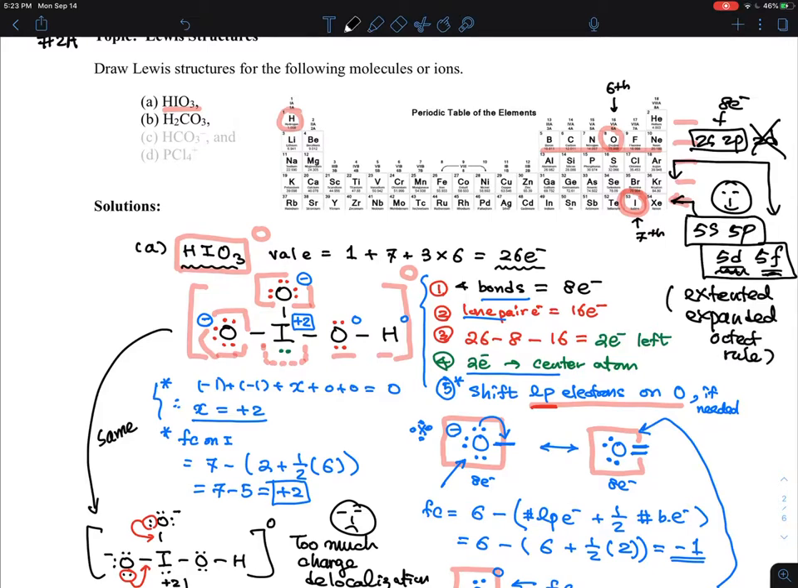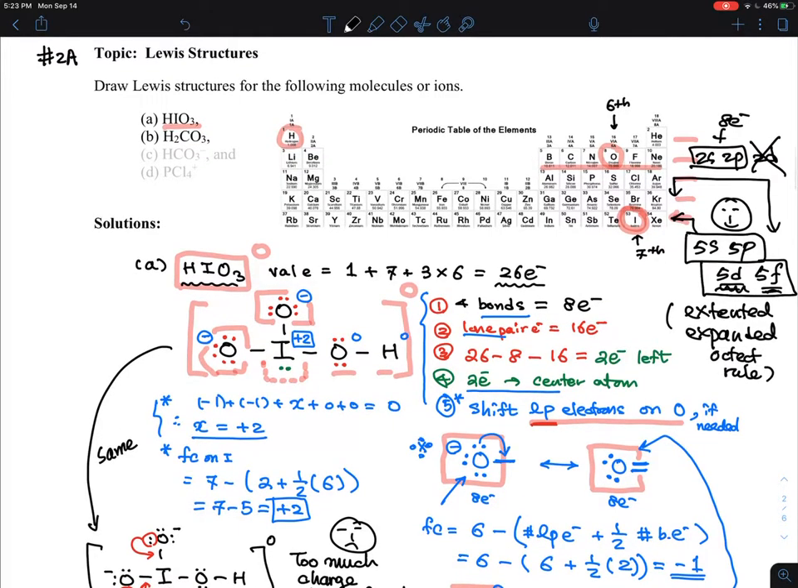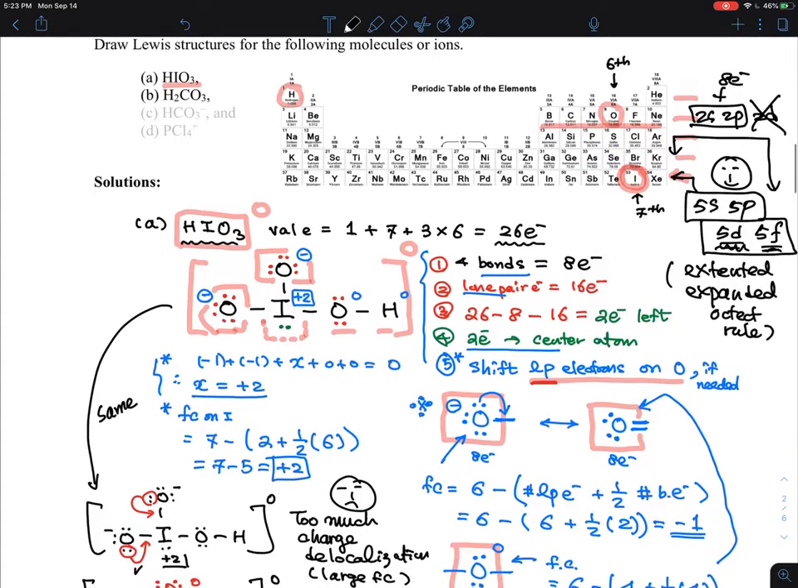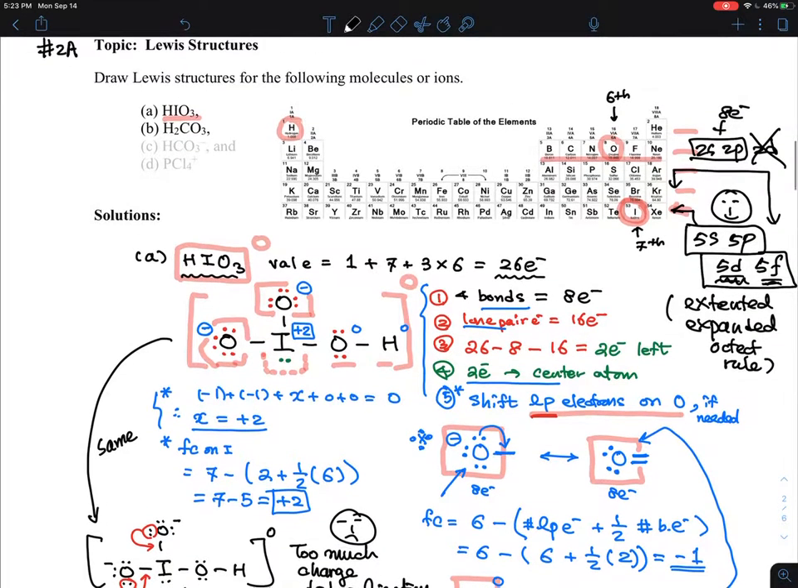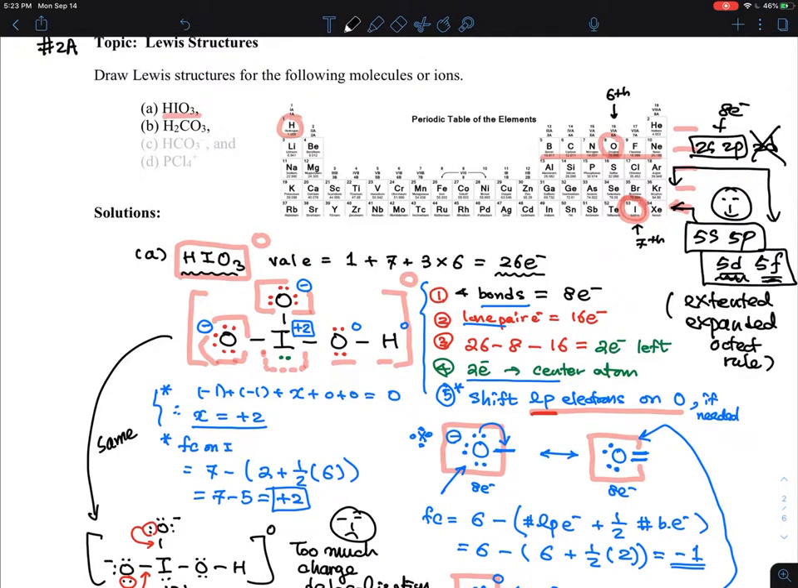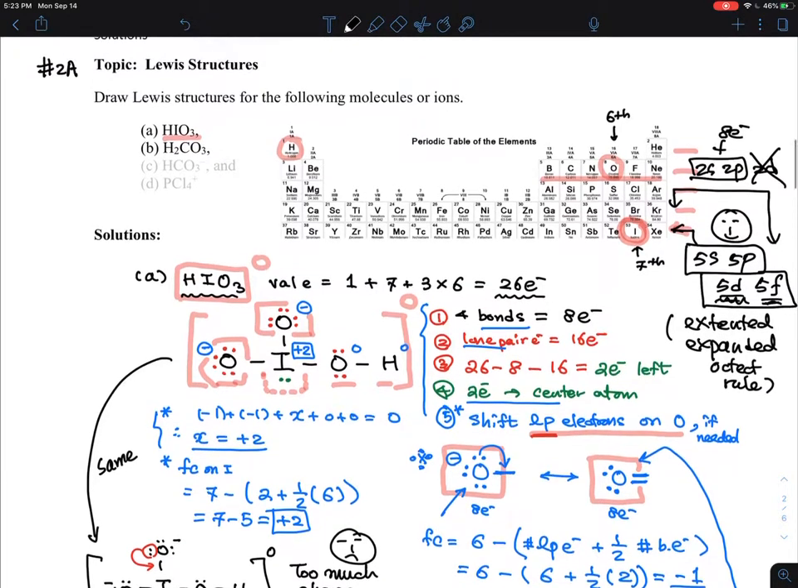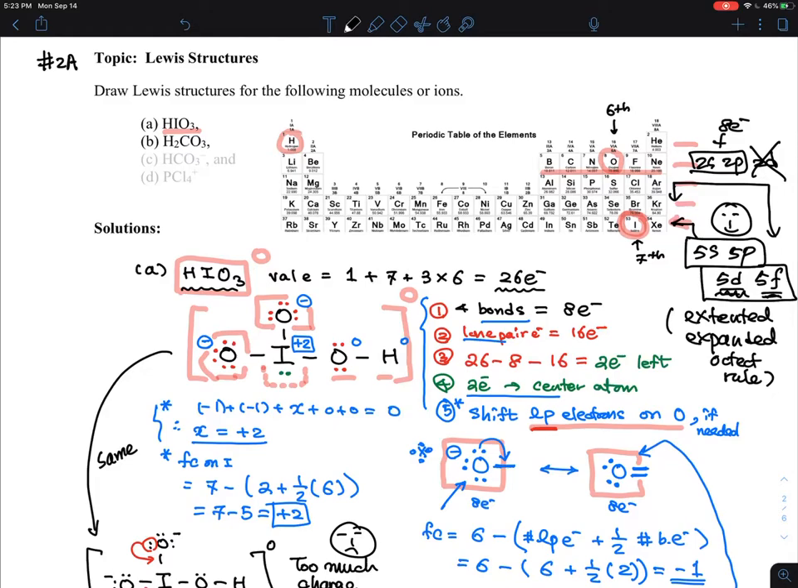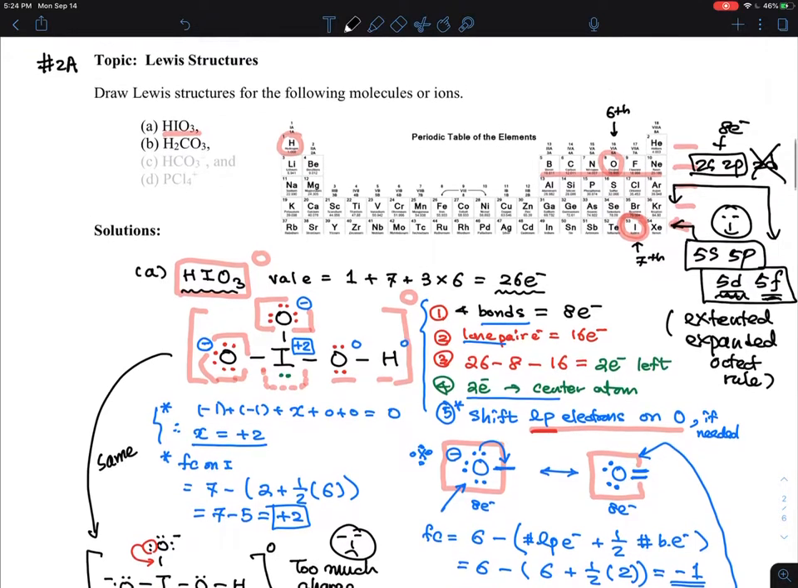Okay, so here we go. So I just solved for you this first particular problem, and this HIO3 is a really well-known problem that people want to solve with you. Okay, so let me solve this H2CO3 problem in the next video.